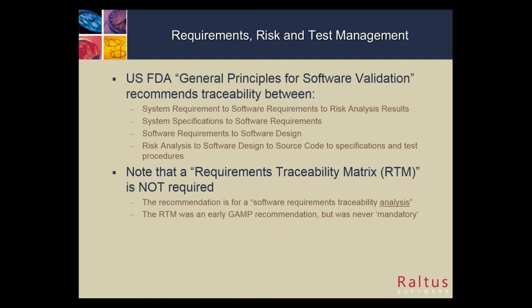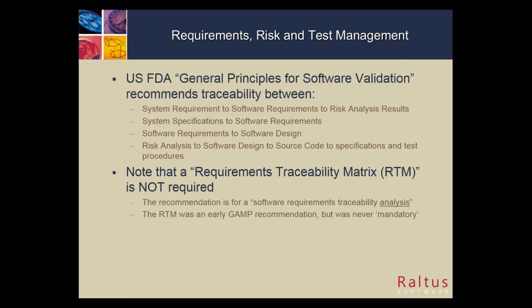As you can see, that document requires us to trace our system requirements to our software requirements and to trace those to our risk analysis results, to trace our software specifications to our software requirements. Those software requirements should also be traced to software design, and then the risk analysis should be traced to our software design, source code, to specifications and test procedures. So it's not particularly clear, and the history of that FDA guidance document is that it was originally intended as a guidance document for the validation of software in a medical device. And it was written at a time when everybody was developing custom software, so it's not that easy to understand.